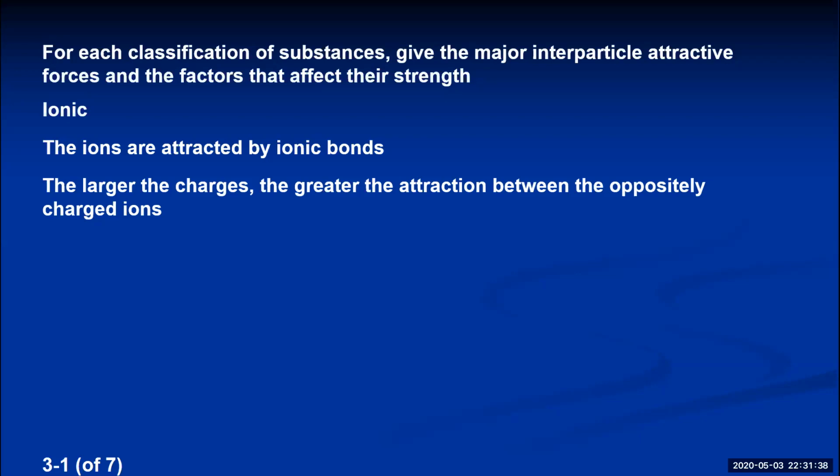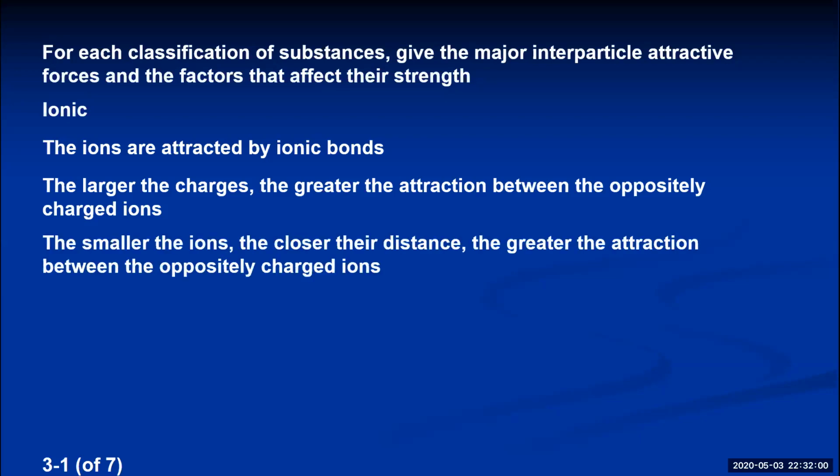The secondary factor, which is not as important, but it's important if you wind up having 2 different ionic compounds whose charges are the same, is the sizes of the ions. Because if the positive and negative ions are smaller, they can get closer together, and oppositely charged electrostatic attractions increase as the distance gets shorter between the particles. So the smaller the ions, the closer their distance, the greater the attraction between the oppositely charged ions.